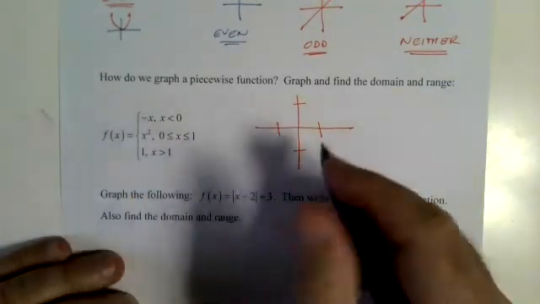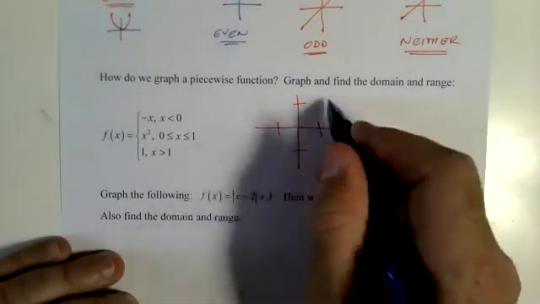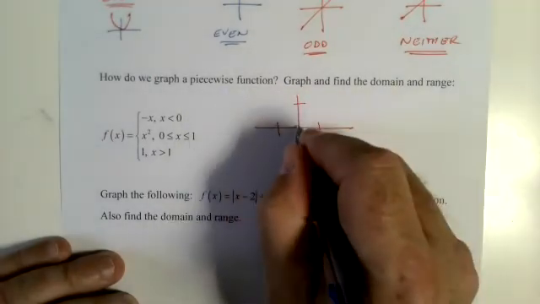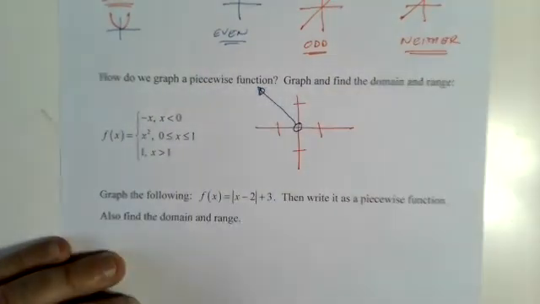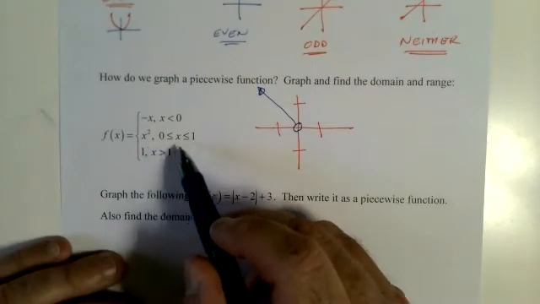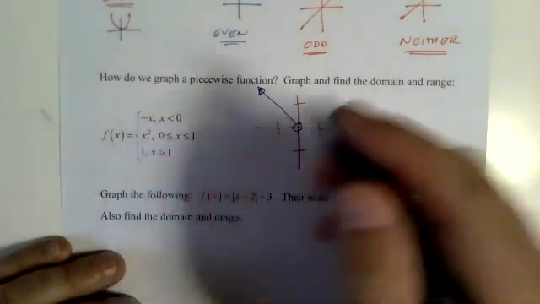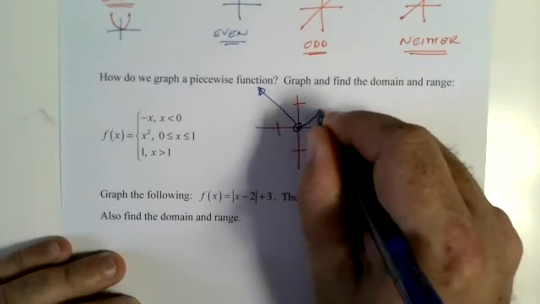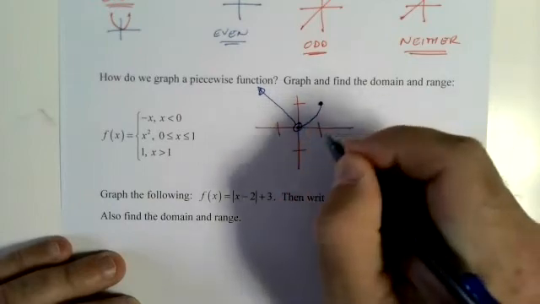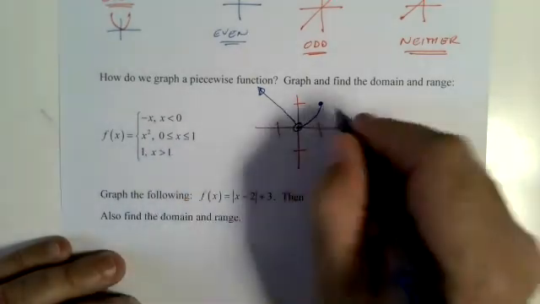So x is less than 0, we get negative x. Y equals negative x. And it's less than 0, so we put a big honking dot here and go up there. Okay, and then x squared from 0 to 1. So plug in 1, I get out 1. It's going to do a little dot, and we'll connect to it, and a little dot. And then x is greater than 1.